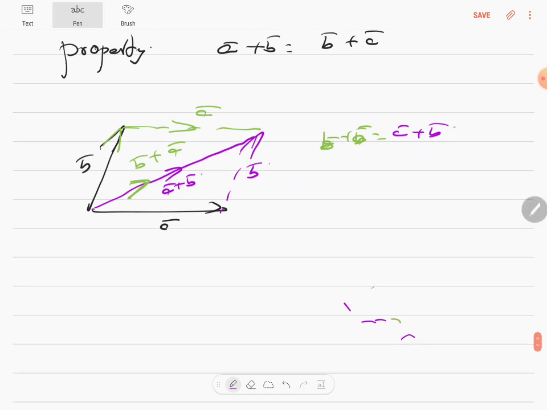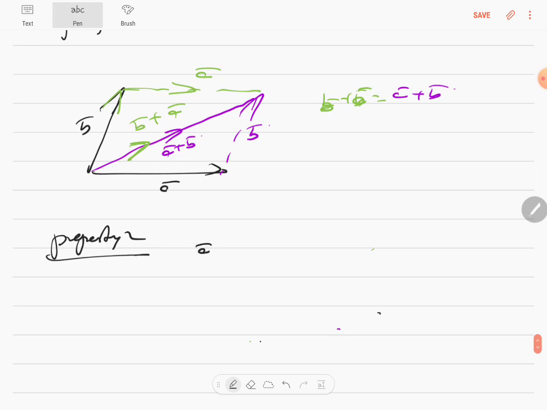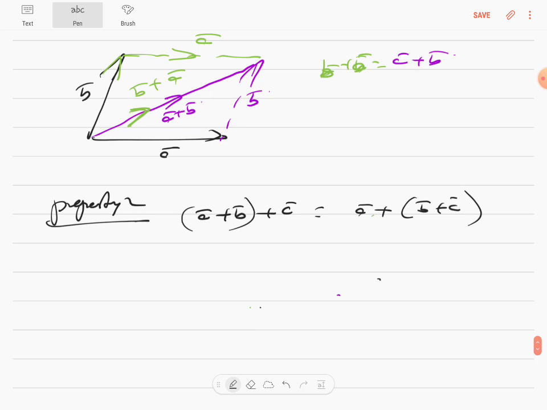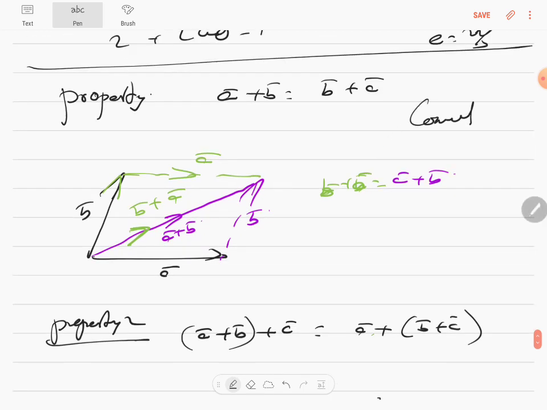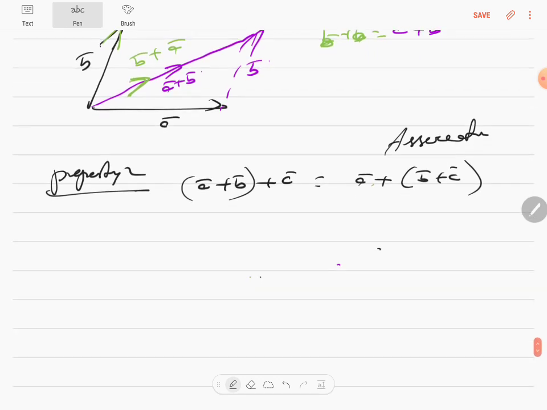The next property proof, property 2, where they say (a plus b) plus c is equal to a plus (b plus c). Okay, this is like associative, right? Distributive means you will take it inside. So this is just the associative property. This is the commutative property, and this is the associative property. So let's see how to do it.